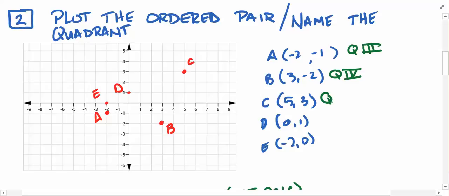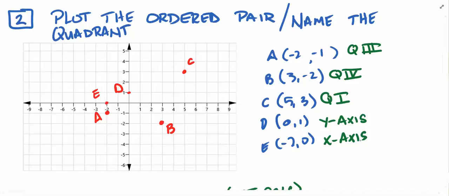Okay, point D. It's not in a quadrant, right? Where? It's on the y-axis, very good. So we say it's on the y-axis. Similarly, what about point E? It's on the x-axis. Very good. So the first thing that we are able to do, and this should be reviewed for many of you, is that we should be able to plot ordered pairs in a coordinate plane.